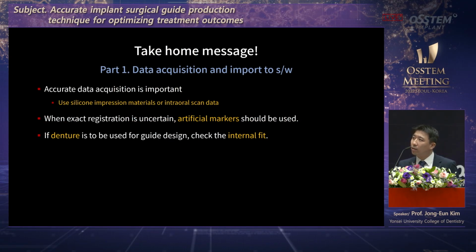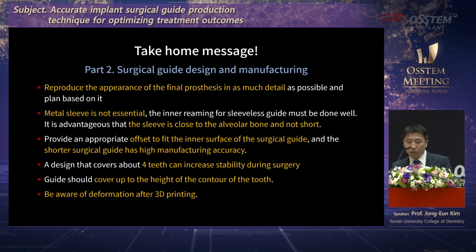So I'm going to summarize what I've talked about. First, acquisition of data is very important. Silicone impression or intraoral scans should be utilized. Artificial markers should be actively used. If the patient has whole teeth, there are a lot of studies that say artificial markers help. If there are metal artifacts, this is definitely a must-have. In the case of a denture, you need to check the internal fit. Dentition, you need to do it precisely. And the metal sleeve or lack thereof is not really important.